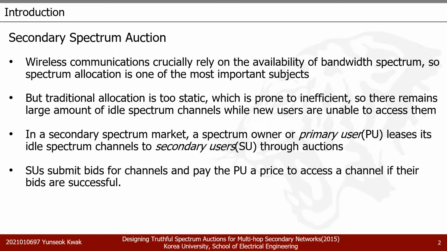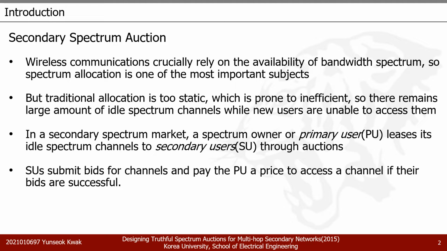Wireless communications crucially rely on the availability of bandwidth spectrum, so spectrum allocation is one of the most important subjects. But traditional allocation is too static, which is prone to inefficiency, so there remains a large amount of idle spectrum channels, while new users are unable to access them.